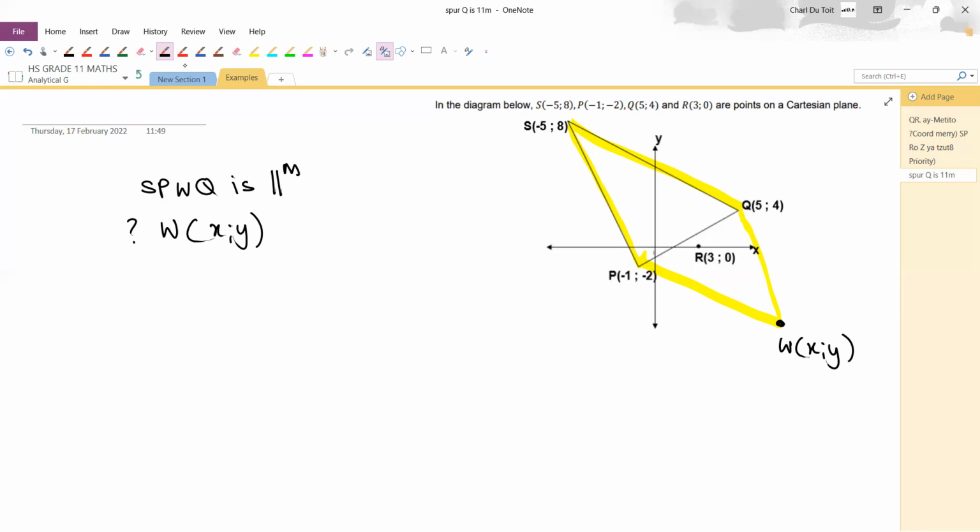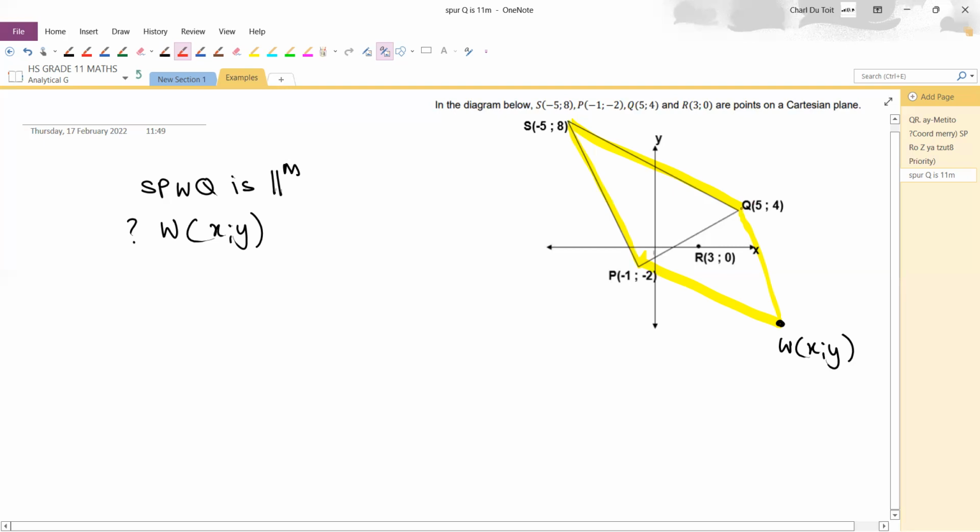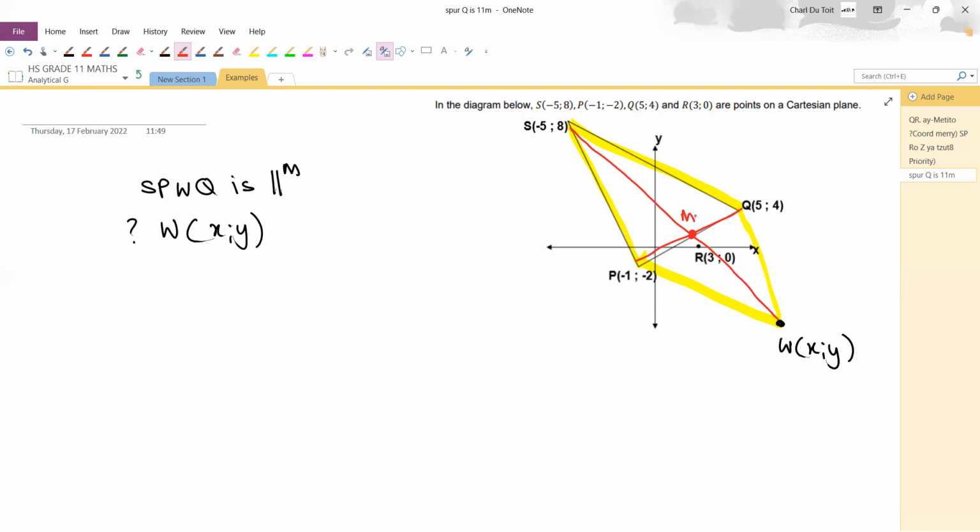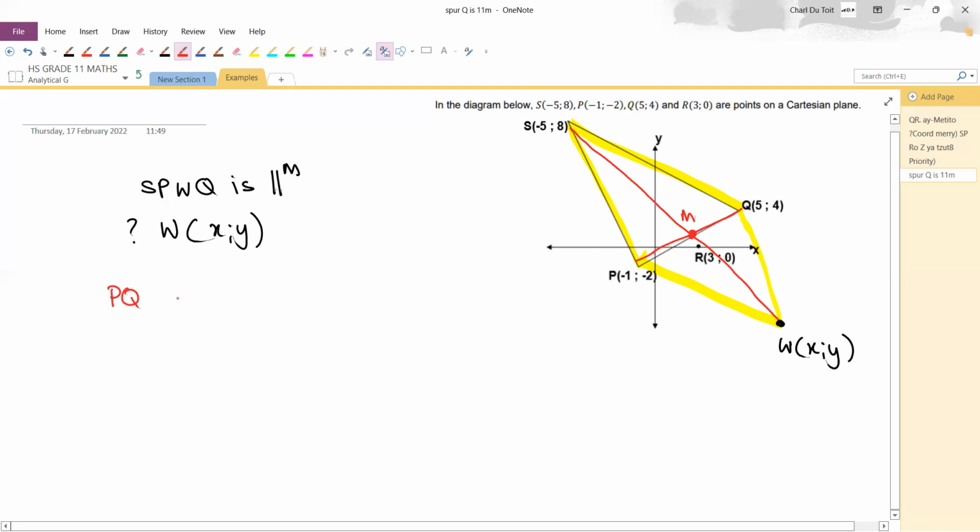Okay, let's do the algebraic one first. The diagonals of this parallelogram bisect one another, so they have the same midpoint. Yeah, where the lines intersect, they both have the same midpoint. So it's one of your parallelogram rules. So first I'm going to get the midpoint of PQ. You have to write the equation all the time. This is really schlep, but otherwise you lose a mark.